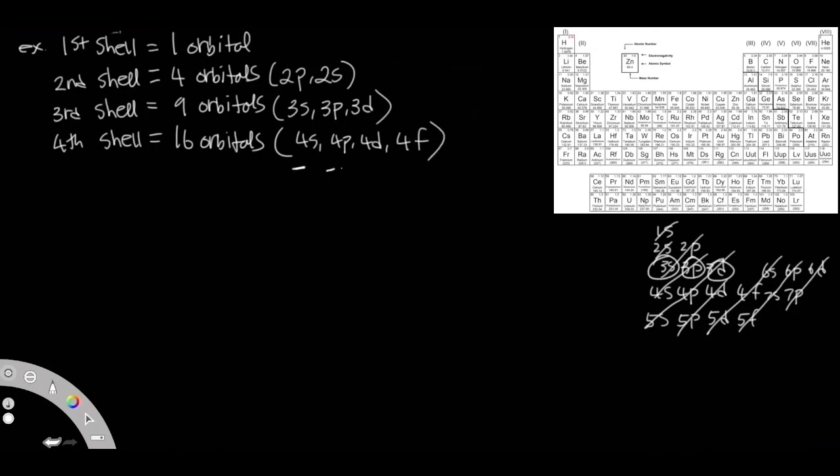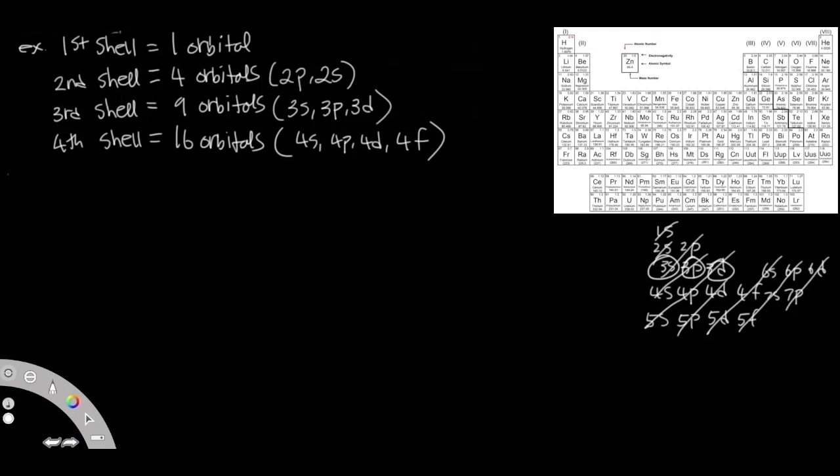This has 1, this has 3, this has 5, and this one last up here has 7. 1, 2, 3, 4, 5, 6, 7. If you were to add them all up, you end up getting 16. So that's how we end up showing you that there are different orbitals, the S's, the P's, the D's, the F's, within the different types of subshells. So they are not the same.